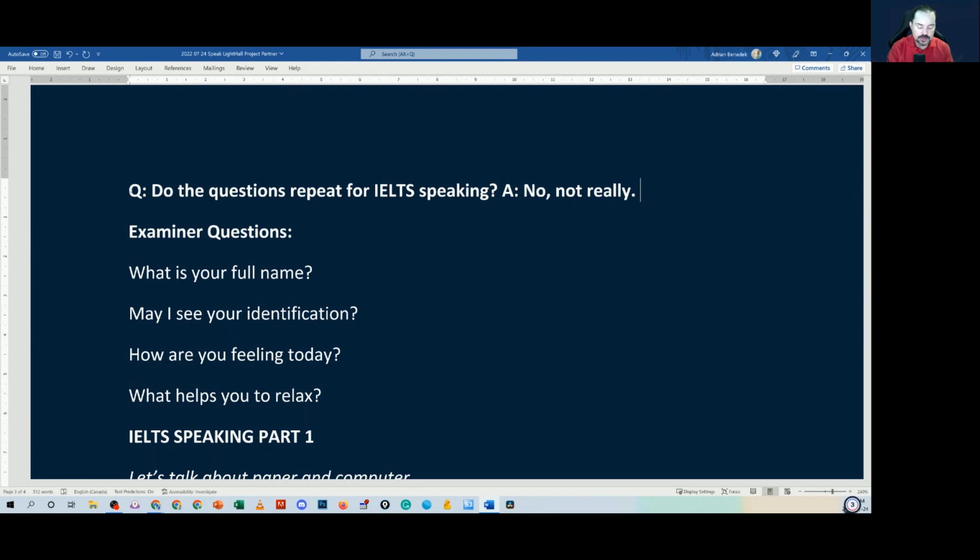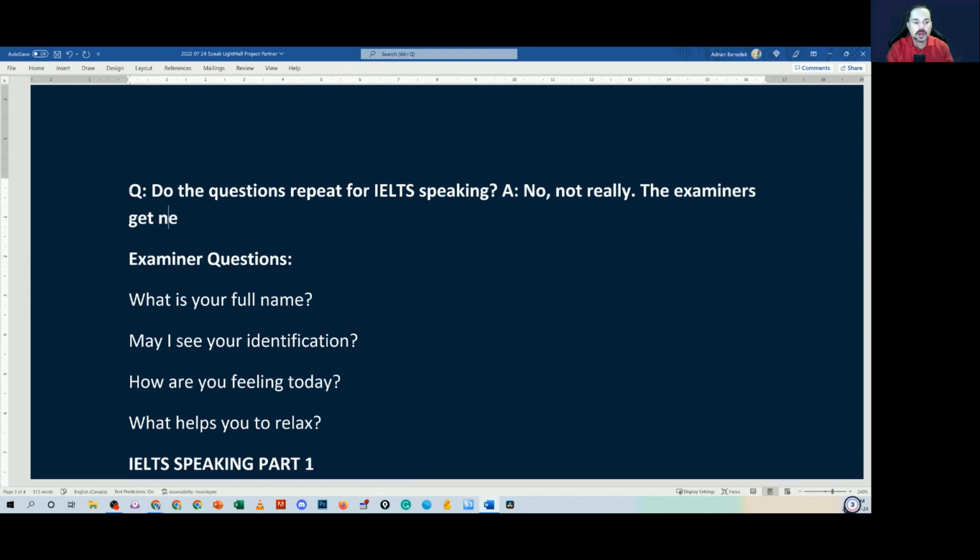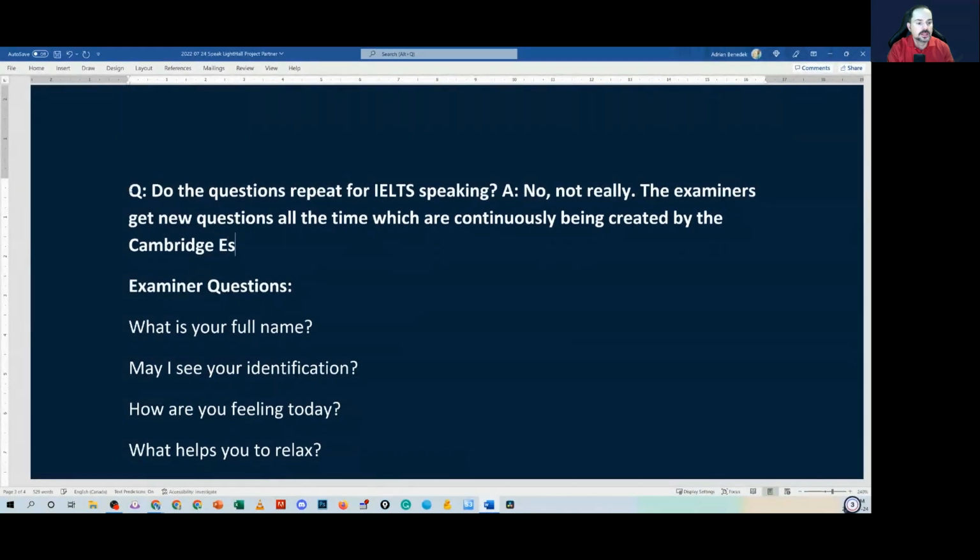The examiners get new questions all the time, which are continuously being created by the Cambridge ESOL examination board in the UK. So there's basically one arm or one branch of IELTS whose responsibility is to just constantly create new exams with new questions. But that doesn't mean that the same idea doesn't repeat itself.